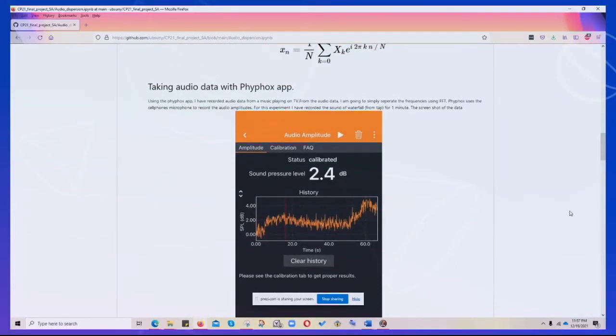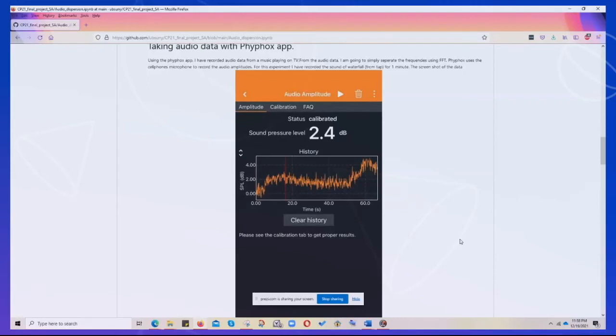So for this part, I'm going to use the Jupyter Notebook and take the FFT of the audio data that has been taken with the Phyphox app. Using the Phyphox app, I have taken sounds of a waterfall. I let the app record the data for almost 1 minute, and this is how this audio spectrum looks. This plotted the sound pressure level versus time. This is the screenshot from the app.